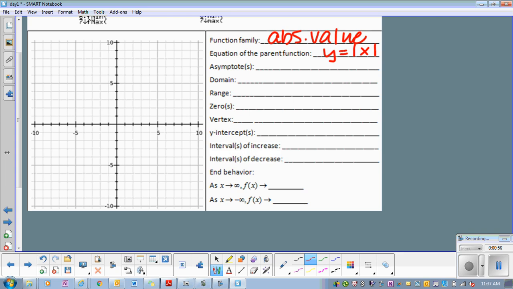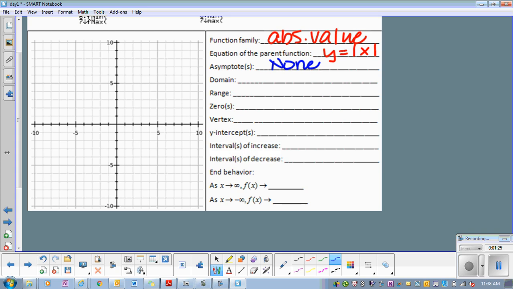Now, do absolute value graphs have an asymptote? I think so. No? We didn't start talking about asymptotes until what? Rationals? No. None. That's what I should probably say, right? And then it's asking about the domain and the range. Well, you know what? Let's graph this.